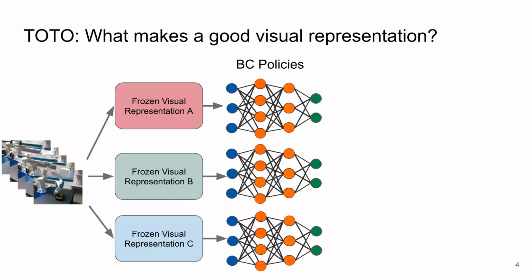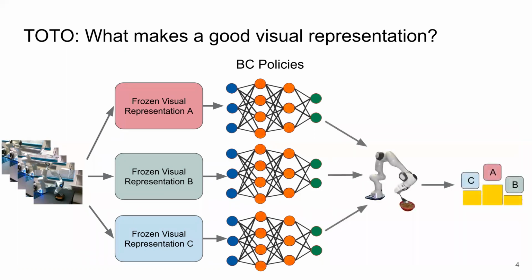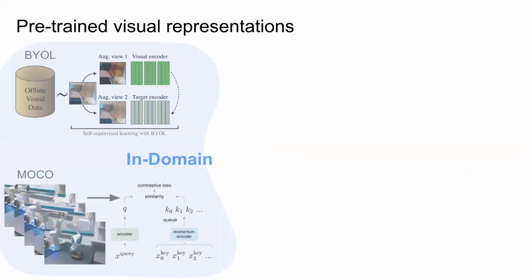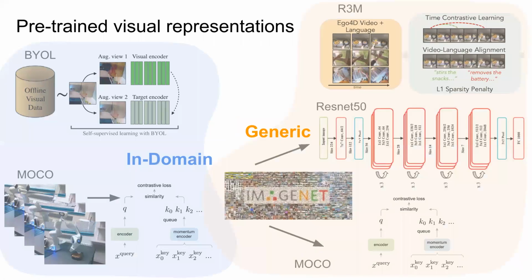The first question we address with TOTO is, what makes a good visual representation for robot learning? To answer this, we train behavior cloning policies on top of frozen representations. We evaluate these policies on our shared hardware, and the results inform us about which representations work better. We evaluate 5 such visual representations, each contributed by remote users. We have 2 that are trained on our dataset, BYOL and MoCo, and we call these in-domain. These are in contrast with the more generic ones, MoCo and ResNet 50 trained on ImageNet, and R3M trained on Ego4D.